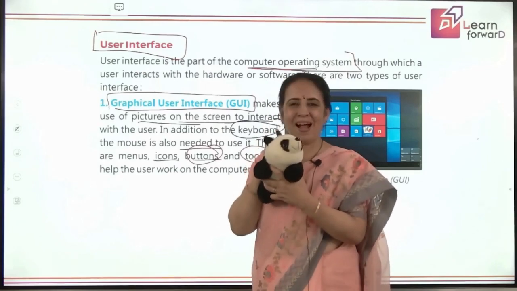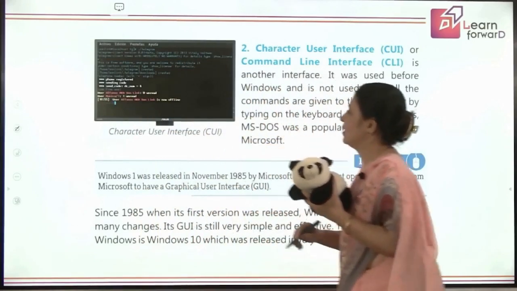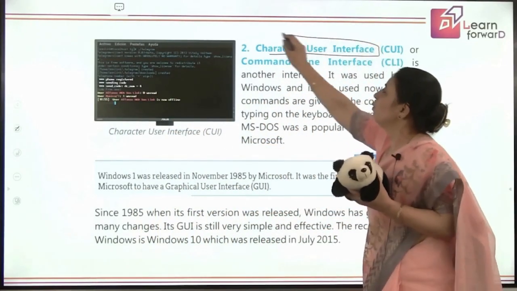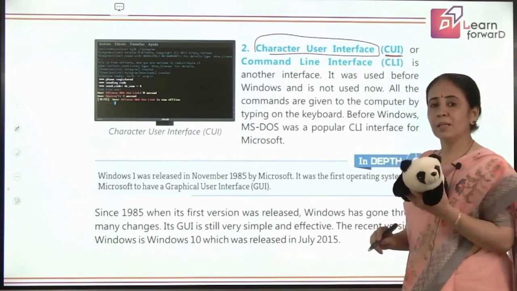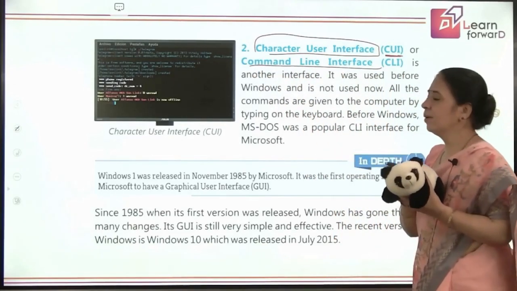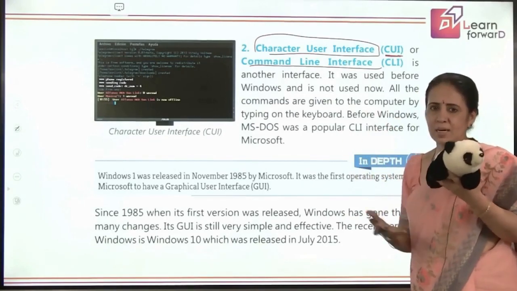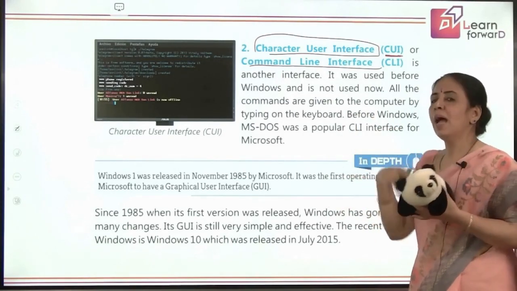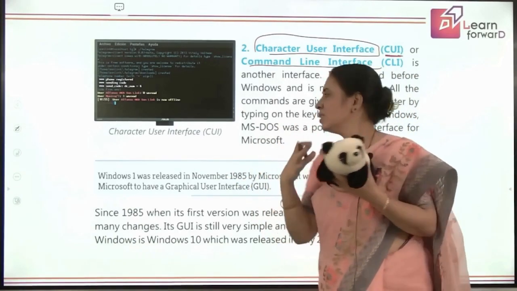Give me a smile. And the second type of interface is called character user interface. We also say it CUI. Sometimes another name is given to it. That's called command line interface, right? So this type of interface was used earlier, where you used to give commands to the computer, and with the help of those commands, the work was normally done.